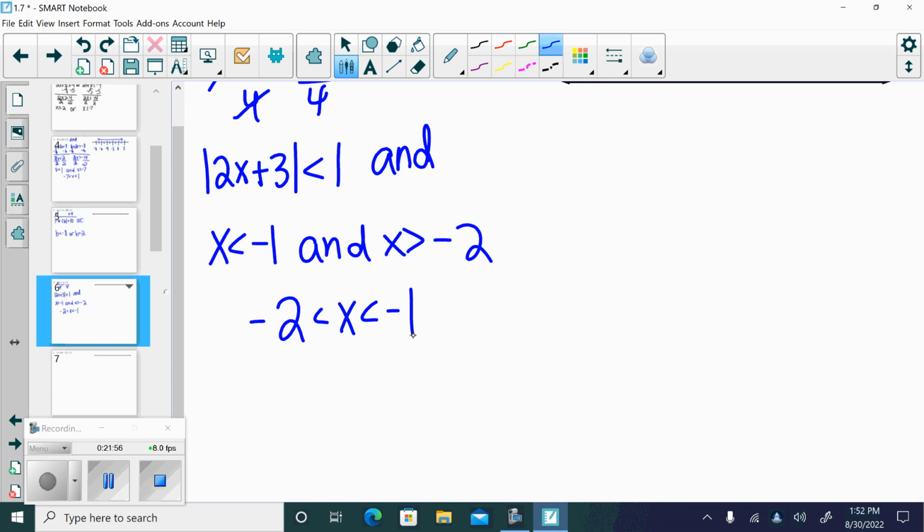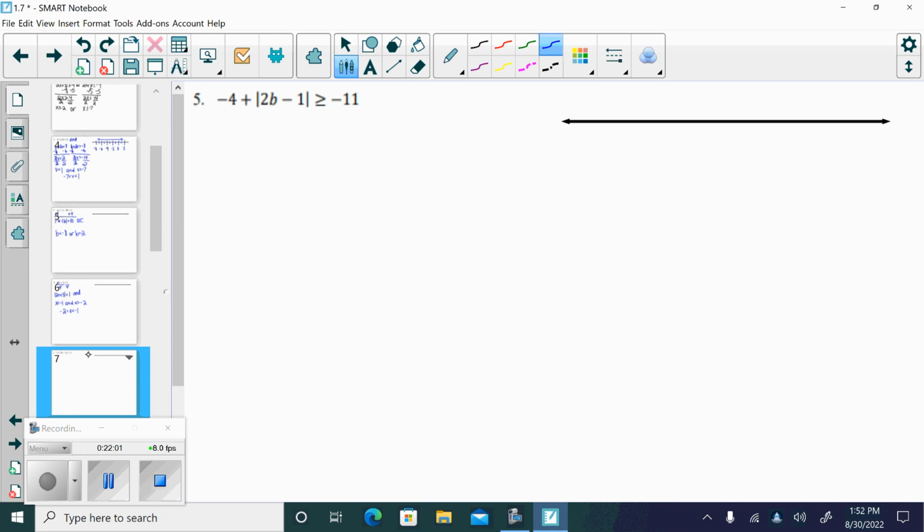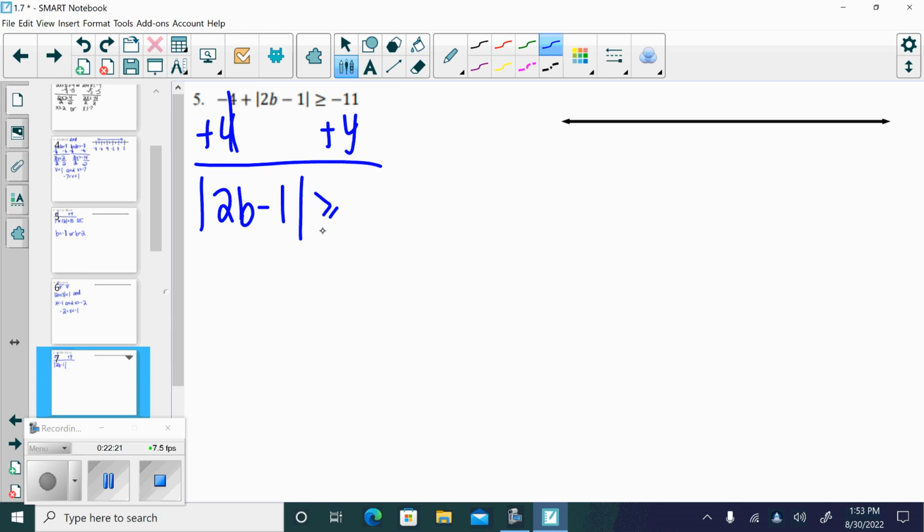Let's move on to number 5. Okay. So number 5. Once again, absolute value needs to be by itself. So that -4 needs to get to the other side. How do I get that to the other side? Add 4. Okay, let's add 4. So I get the absolute value of 2b minus 1 is greater than or equal to what's -11 plus 4? -7.